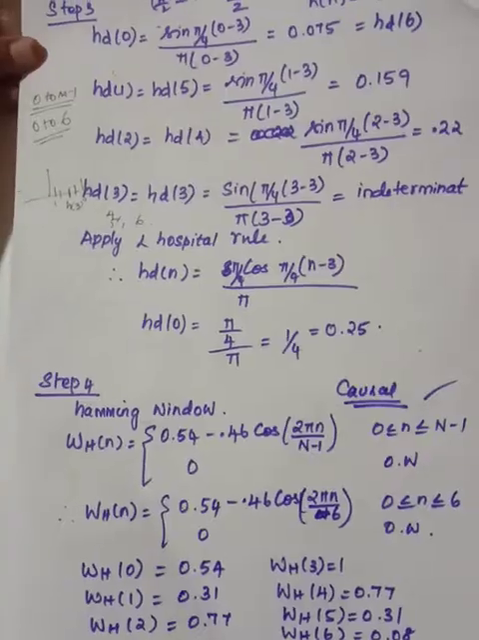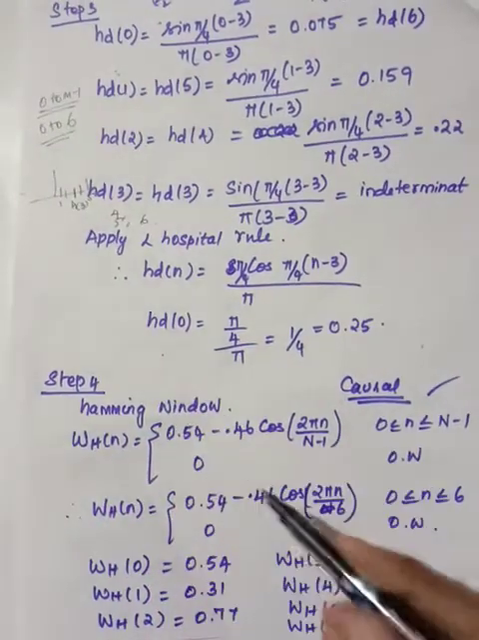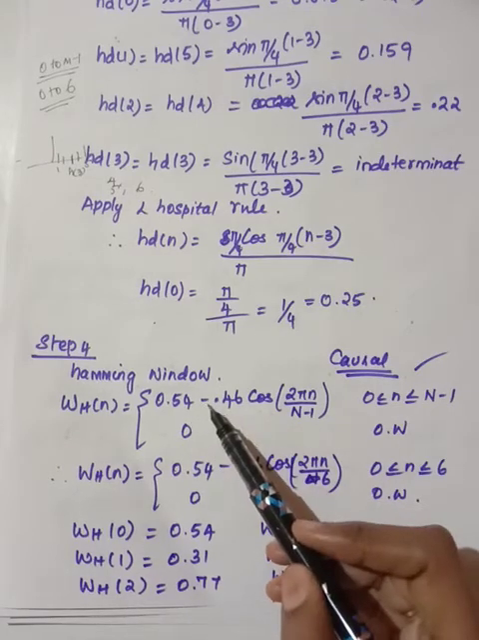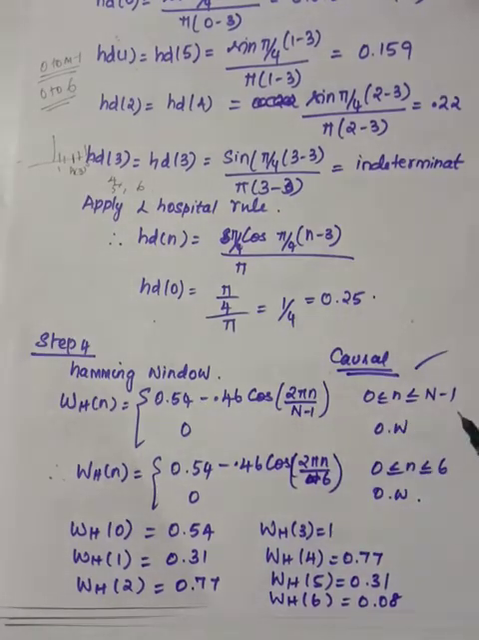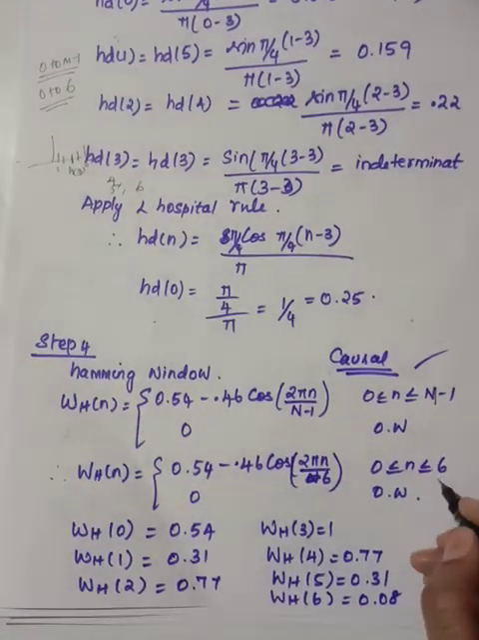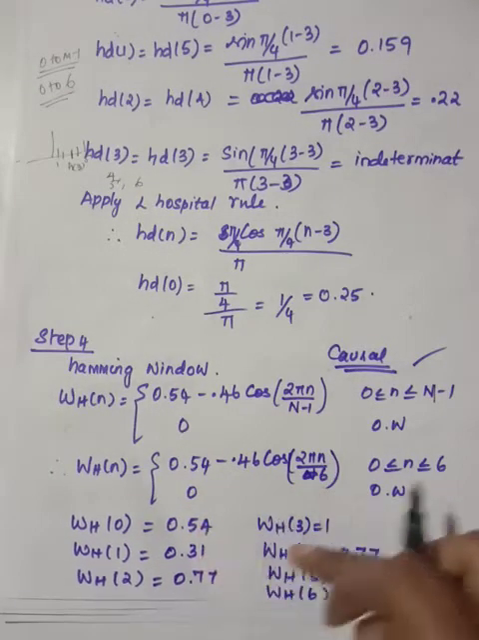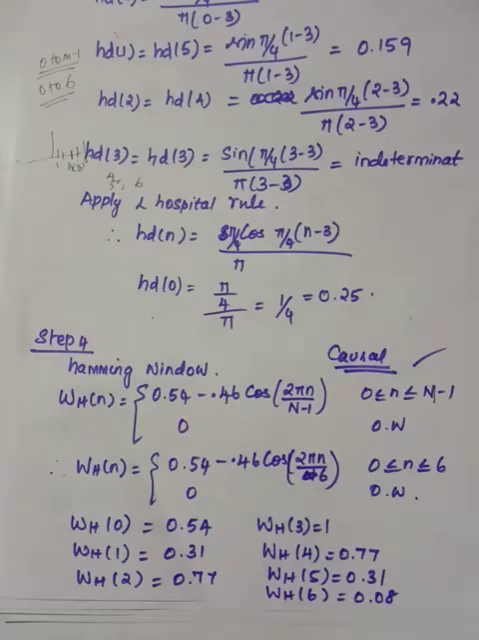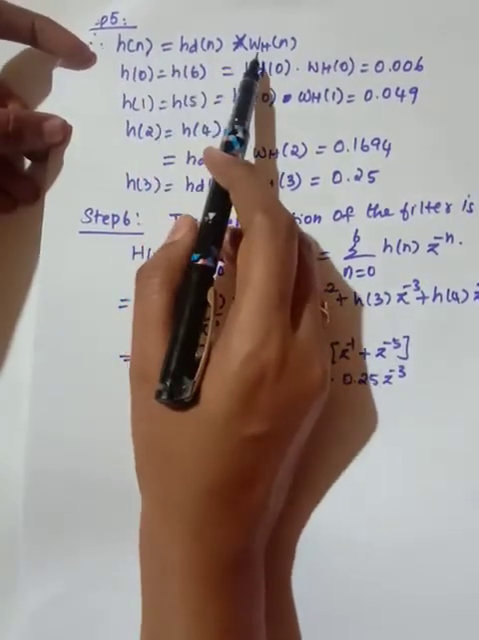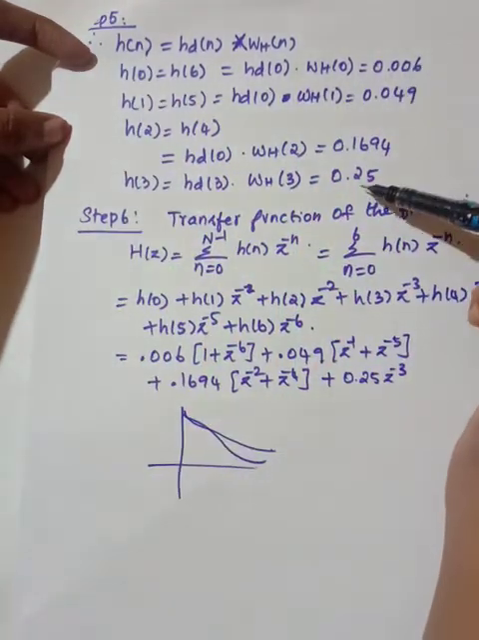Okay, so what is the next step? Here I have found hd of n, then I need to find the Hamming window. Here since it is causal, I am choosing the range 0 to n minus 1, so that is m, you can write it m minus 1. So here it is 6. So I am finding it by substituting the different values of n. So you will check with this answer. Then the next step is multiplying the desired response hd of n with the window function w. So here I am multiplying with this, and I am getting these answers.